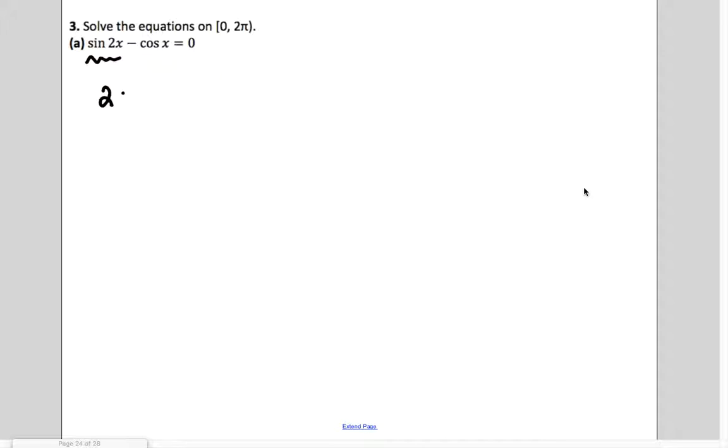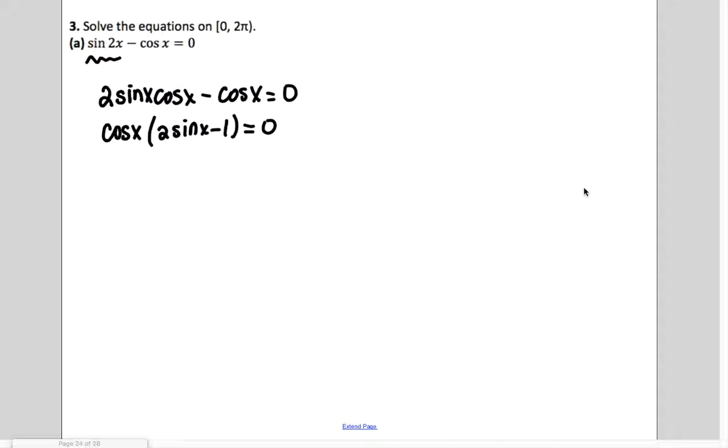We're going to say it's 2 sine of x cosine of x minus cosine of x equals 0. Okay? We have solved things like this 18,000 times. What do we do? Yeah, we pull out the GCF. We have cosine of x times 2 sine of x minus 1 equals 0. We set each piece equal to 0. And we solve. So we're going to find where sine of x is equal to positive 1/2 and where cosine of x is equal to 0.